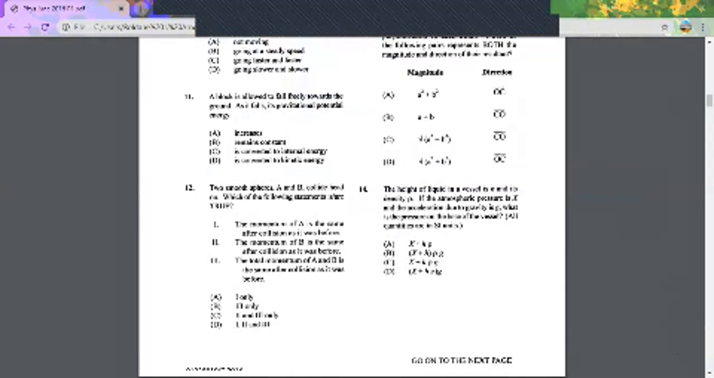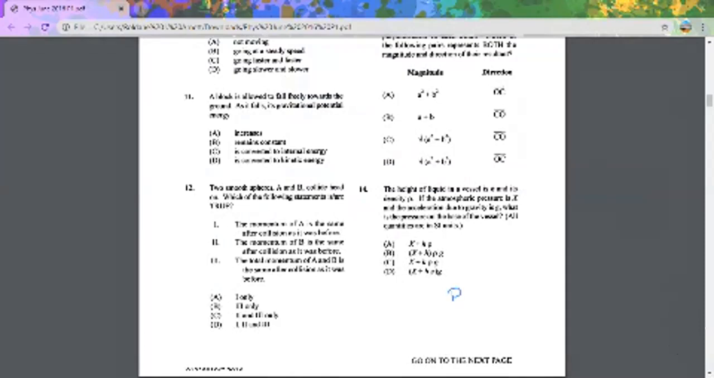The height of a liquid in a vessel is h and its density rho. If the atmospheric pressure is x and the acceleration due to gravity is g, what is the pressure on the base of the vessel? So first of all, we're finding pressure, and we see we already have a pressure in the equation. So let's put that pressure x over here. So this is the atmospheric pressure.